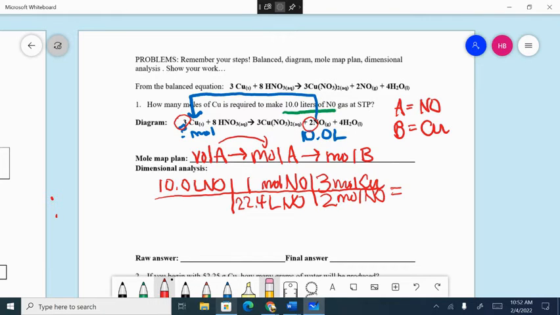So we do 10 times 3 divided by 22.4 times 2. Your calculator tells you 0.669642 and a bunch of other numbers that don't matter to us. I'm going to round it to 3 significant figures, so my final answer will be reported as 0.670 moles of copper. Make sure in your answers you have units and labels.